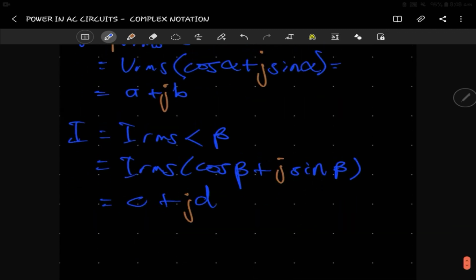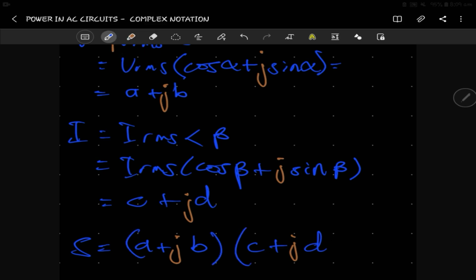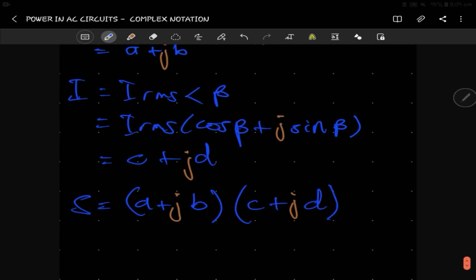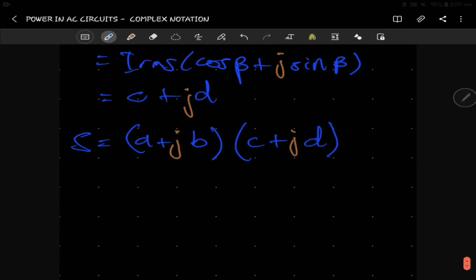So if you are trying to find the apparent power, S, it will be of this form. We have A plus JB, times C plus JD. Meaning that if you're trying to find the apparent power, this is how it should be. Now let's go ahead and do this multiplication and see what comes out.